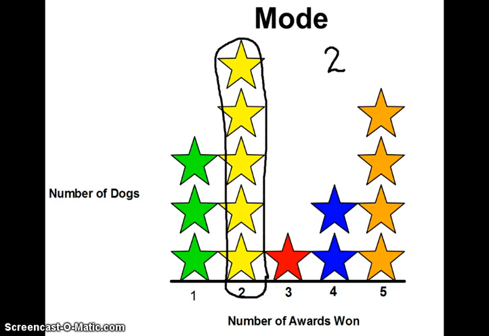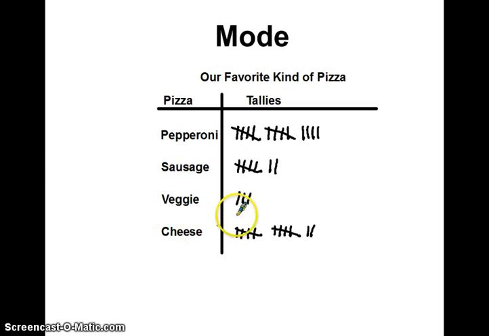Let's take a look at a tally chart. On this tally chart, we can also see which is the mode by looking at the tallies that have the most. So take a look. Pepperoni has 14, sausage has 7, veggie has 3, and cheese has 12. Pepperoni has the most with 14. So we can tell that is the mode. It has the most. And since it has the most, we can say that the mode is pepperoni.